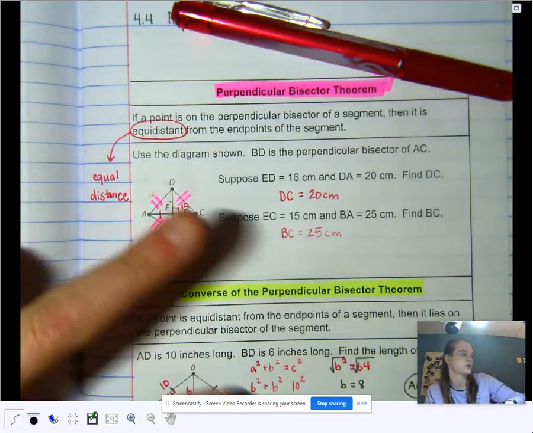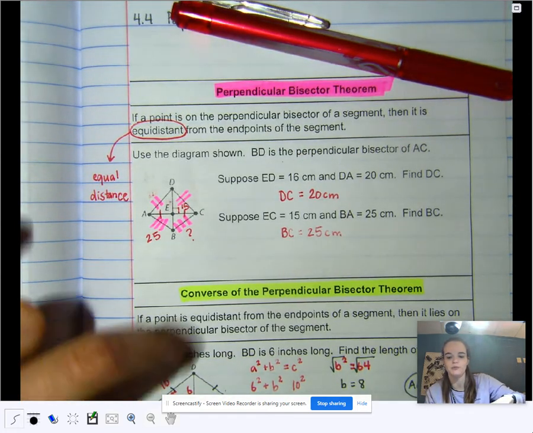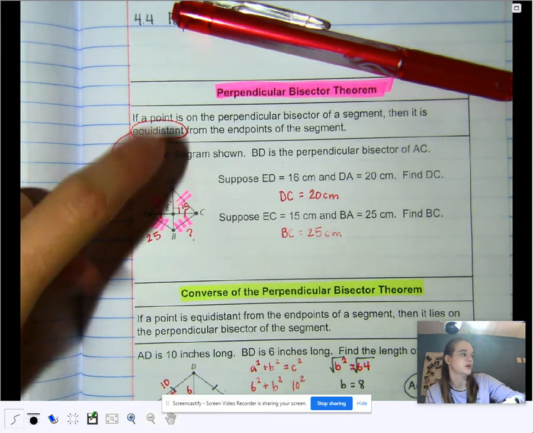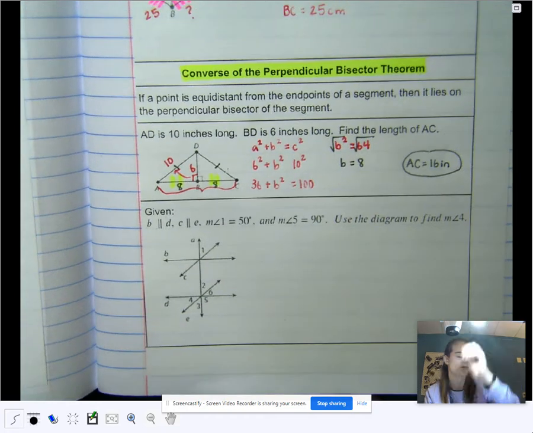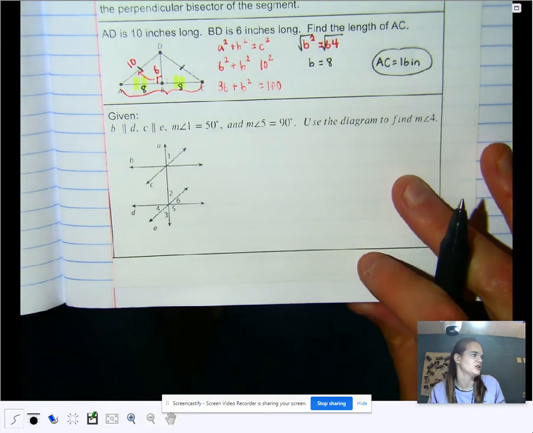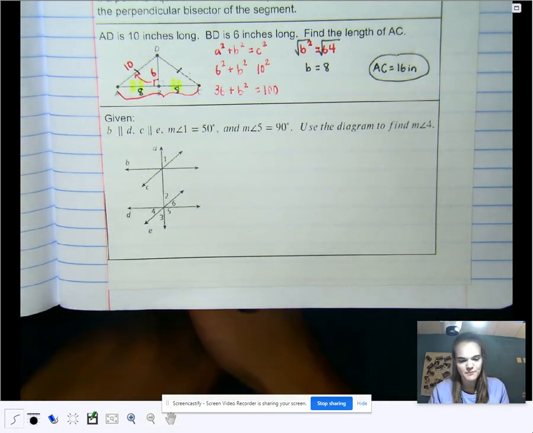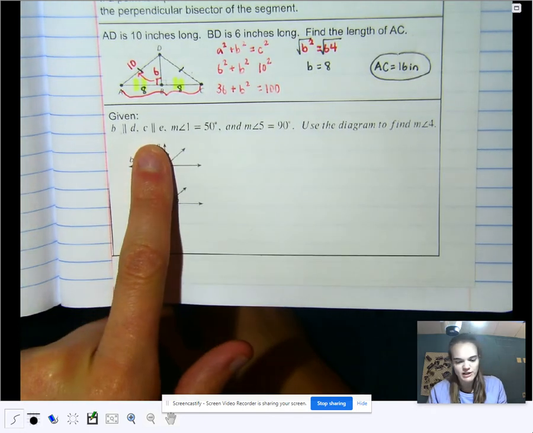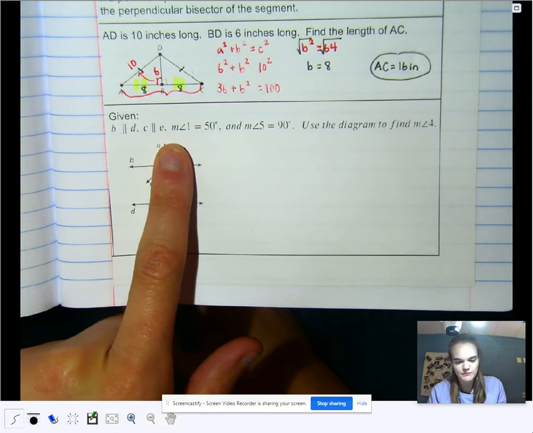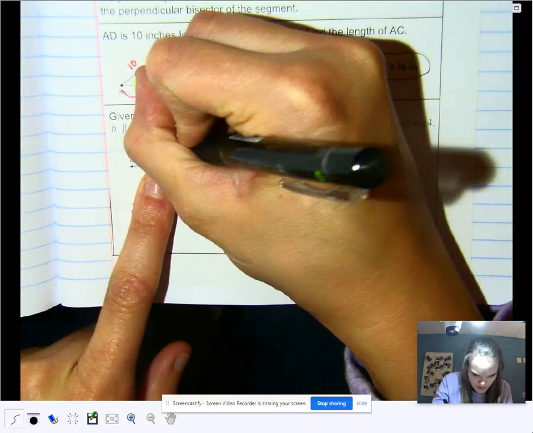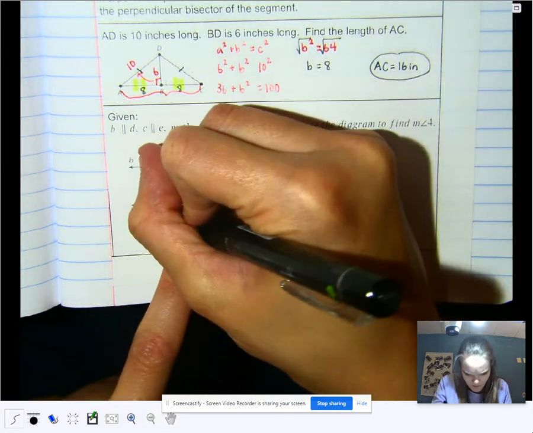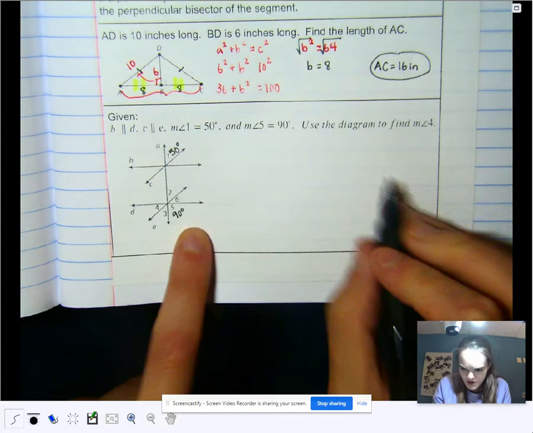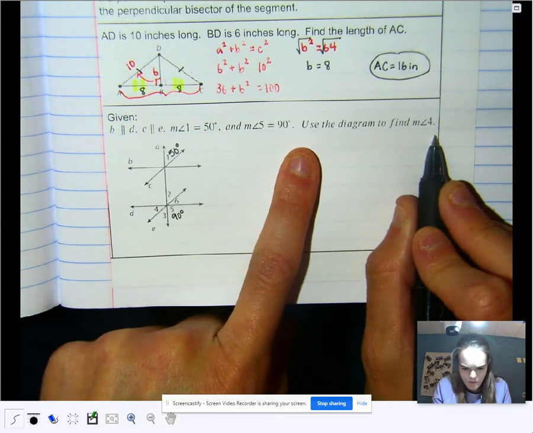So there are the two theorems we're learning today. What we're going to learn in a minute is a review. These two theorems, the perpendicular bisector theorem and its converse. All right, now let's talk about a parallel lines review. Okay, B is parallel to D. C is parallel to E. The measure of angle 1 is 50 degrees. The measure of angle 5 is 90 degrees. Use the diagram to find the measure of angle 4.